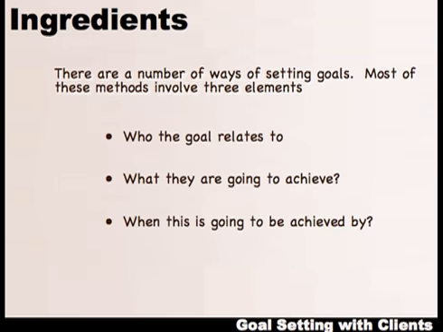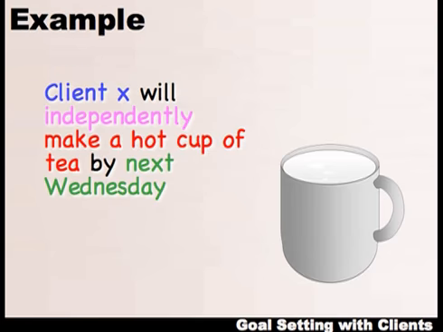There are a number of ways of setting goals. Most of these methods involve 3 elements: who the goal relates to, what's going to be achieved, when is it going to be achieved by. An example of this would be client X will independently make a hot cup of tea by next Wednesday.